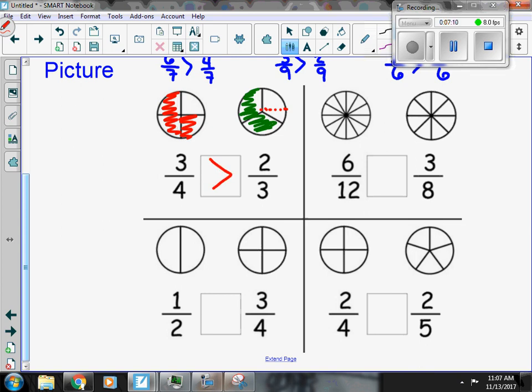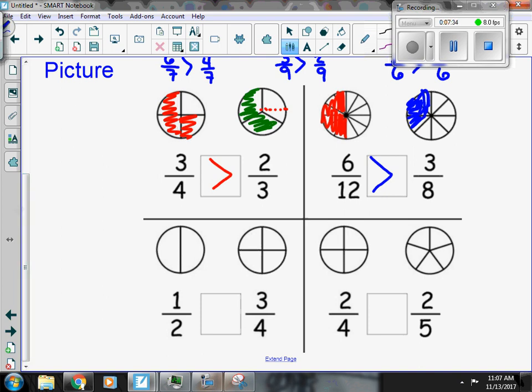And it doesn't quite do that, so 3/4 is bigger. My next one, 6/12. I would shade 6 of my 12 pieces, and over here I'm shading 3 of my 8s. And this is a good one too, 6/12. I see that that looks exactly like half, and 3/8 doesn't make half, so 6/12 is bigger.